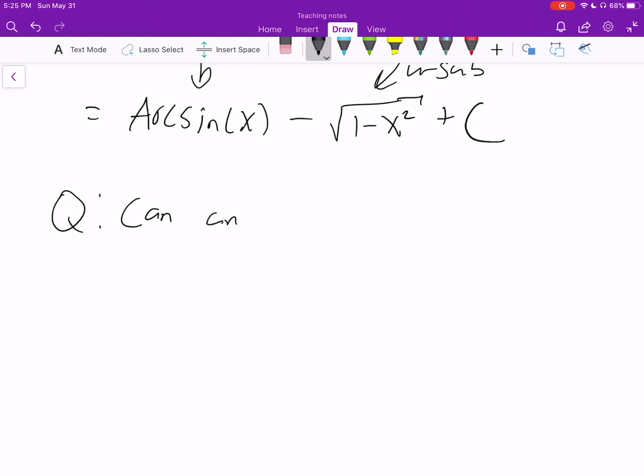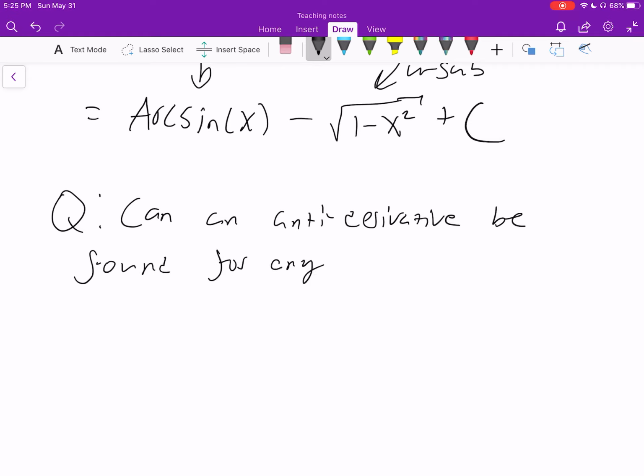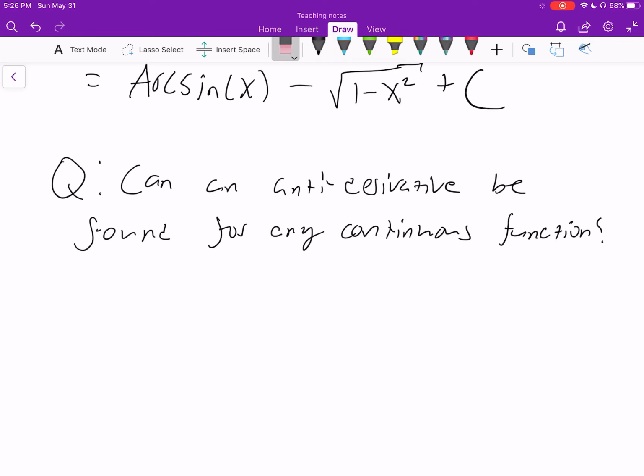Can an antiderivative be found for any continuous function? So what that's saying is, can I integrate any continuous function? That's not a good way to put that, so I'm going to leave it as, can an antiderivative be found for any continuous function? And the answer is no.